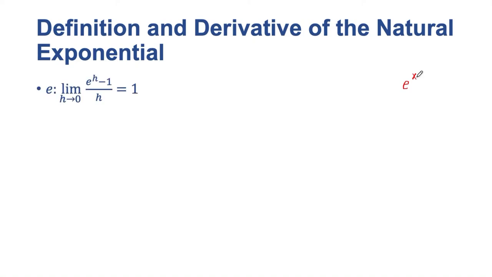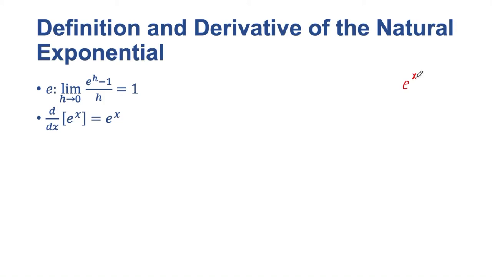So we can define e with a limit. We can say the limit as h approaches 0 of e to the h minus 1 over h is equal to 1. But what I find really interesting is how we can differentiate the exponential function. The derivative of e to the x is just e to the x. That's it. It's super simple. So e to the x is its own derivative.